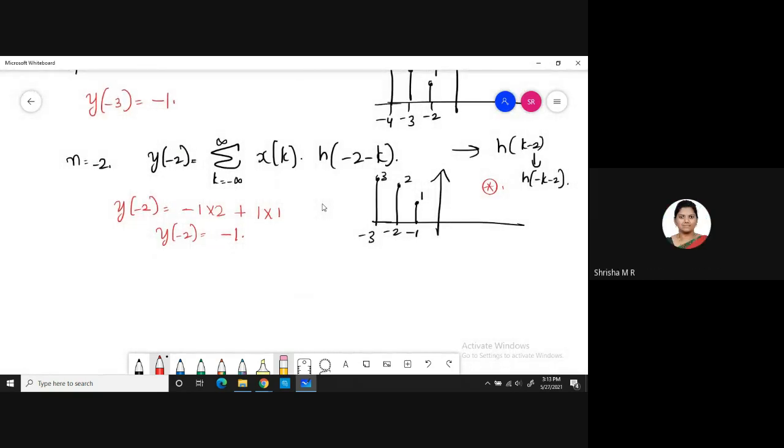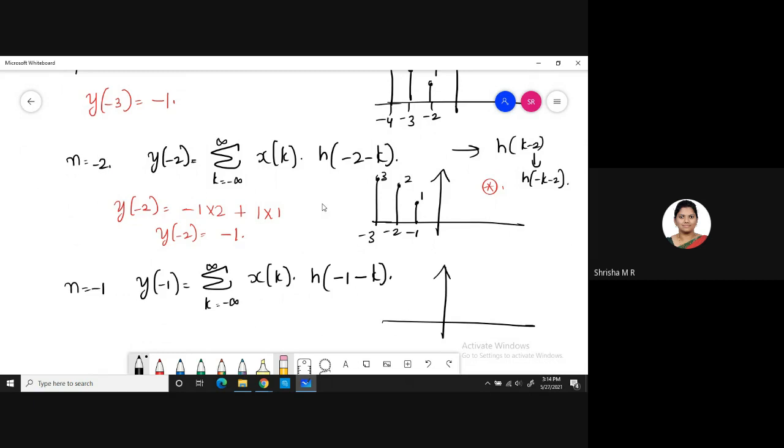So now put n is equal to -1. N is equal to -1 you put. So y of -1 is equal to summation k is equal to -infinity to infinity x of k into h of -1 minus k. So it will be one shift to the right again. Okay. Or you can plot h of k minus 1 and take time reversal of that. You'll get h of -k minus 1. Okay, so h of -1 minus k will be one shift to the right. So it will be starting from 0, 1, 2 and 3. So this is -1, -2, 0.